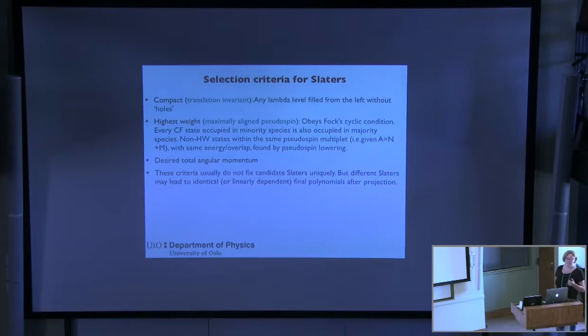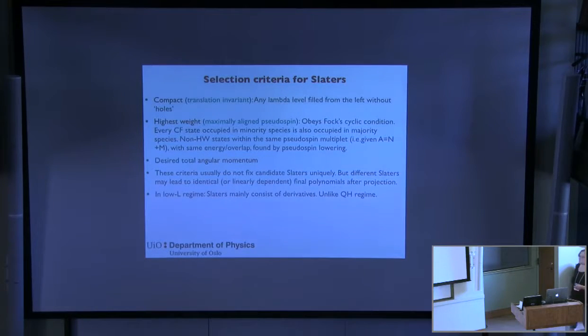But they don't fix these Slater determinants uniquely. Sometimes that's just because there are different states obeying all these criteria. But it also turns out that when writing down these Slater determinants, many times after doing all this cumbersome projection and acting with these derivatives, you end up getting identical or linearly dependent final polynomials. So in some miraculous cancellations, these derivatives somehow conspire to cancel terms so that you get linear dependencies or identical results at the end.